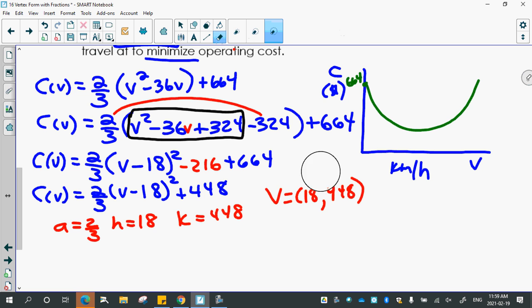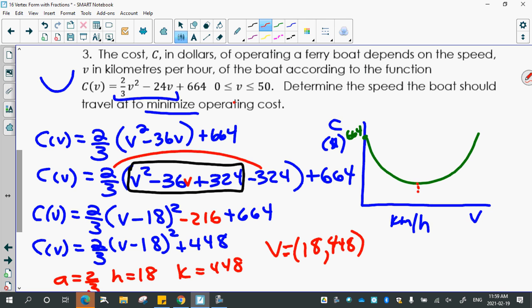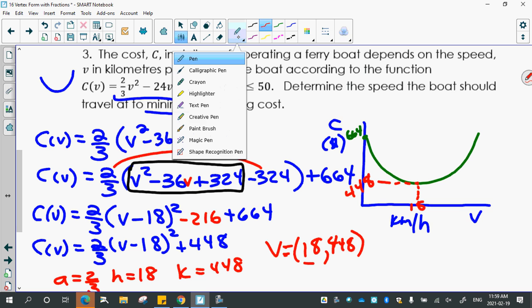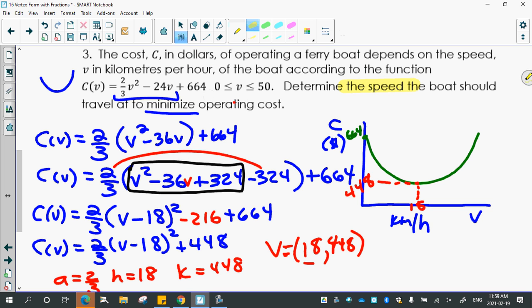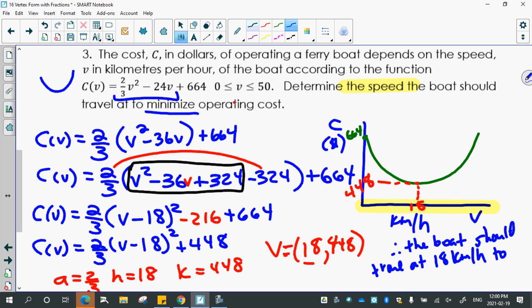And I'm going to add that to my graph. So that means this is 18, the horizontal component, and this is 448. Okay? And then I have to make sure I answer the question. It wants the speed that will minimize. So speed is along the horizontal axis, okay? Whereas cost is along the vertical axis. So if it wants the speed, it wants the 18. So the boat should, therefore, the boat should travel at 18 kilometers per hour to minimize cost.